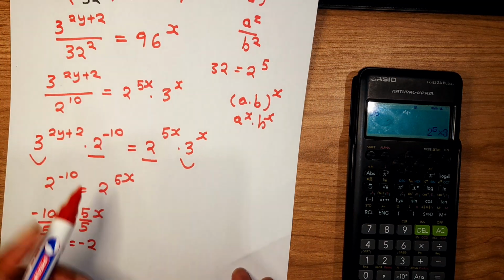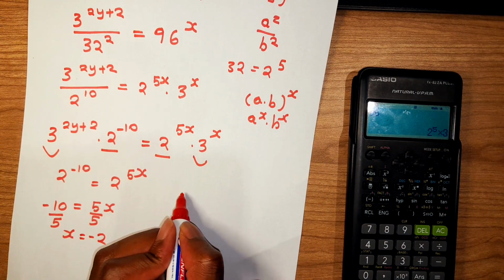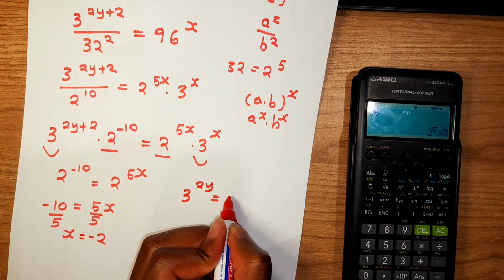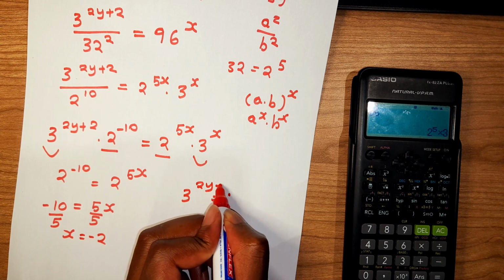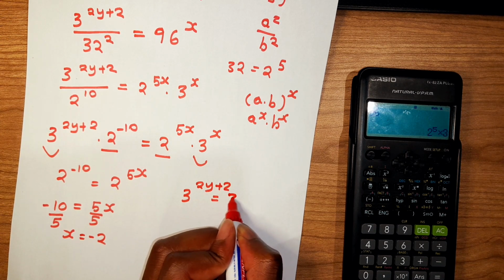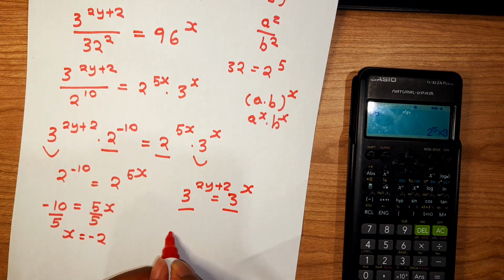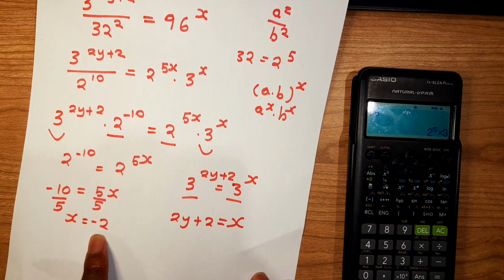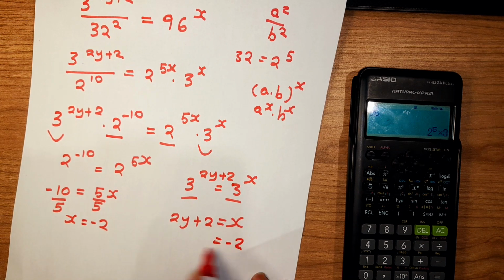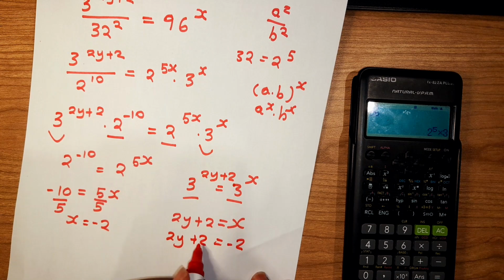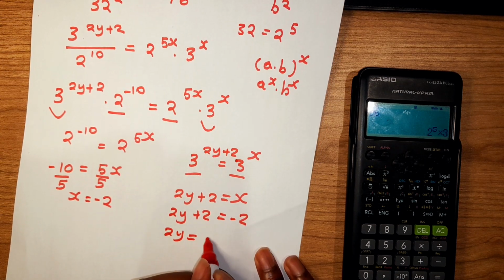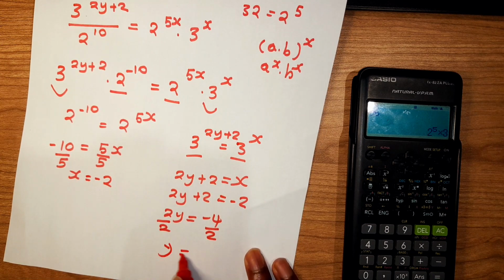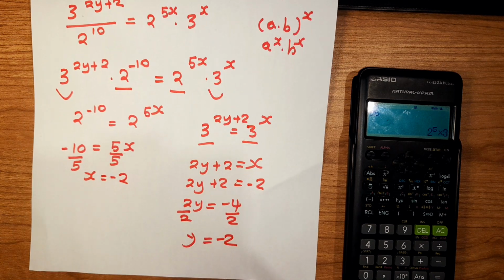And now we say, okay, we are looking for 3 and 3 now. So we're going to have 3 to the power 2y plus 2 equals 3 to the power x. We drop them, we're going to have 2y plus 2 equals x. But we already know x is minus 2, right? It's minus 2. So 2y plus 2 equals minus 2. So we're going to have 2y equals minus 4. Divide both sides by 2. And your y equals minus 2.